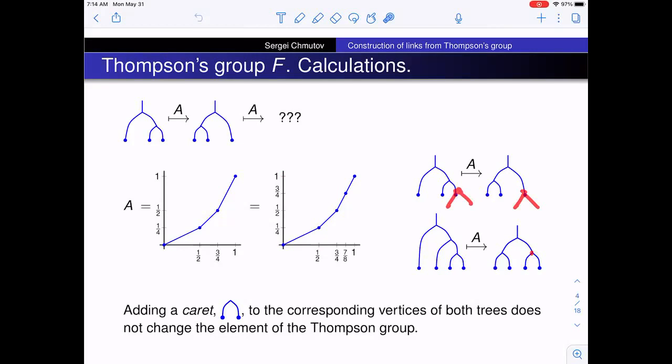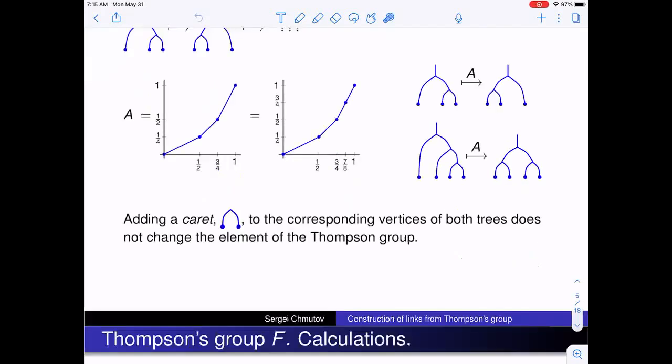And so that means that my combinatorial description is not quite unique. I can add and remove the extra carets, the carets at the same place at the source tree and at the target. If I add them, it is going to encode the same element, the same function. And I can remove that. And if I allow adding that kind of caret to this place, then I can do calculations in the Thompson group.